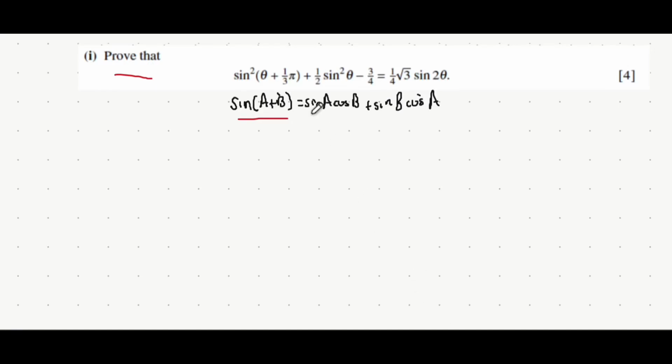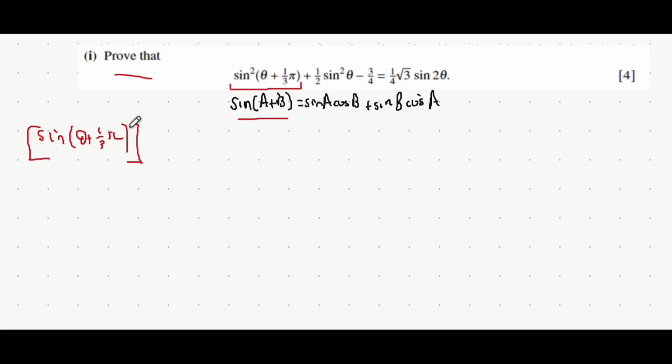In this question, we're going to use double angle formulae as well as the compound angle formula as well as trig identities to show that the left hand side of this equation can be rewritten as the right hand side. So straight off the bat, sine squared of theta plus a third pi, we're going to rewrite that out as sine of theta plus a third pi all squared.